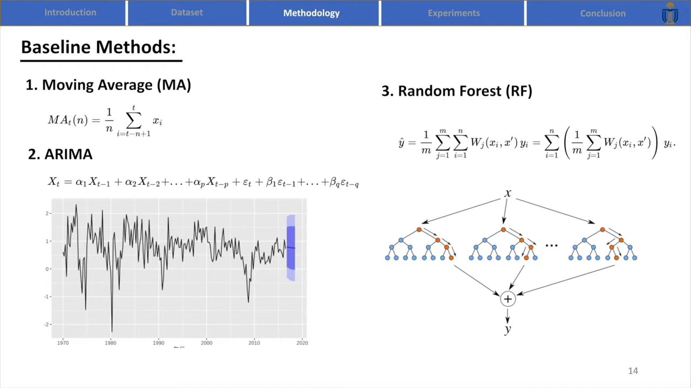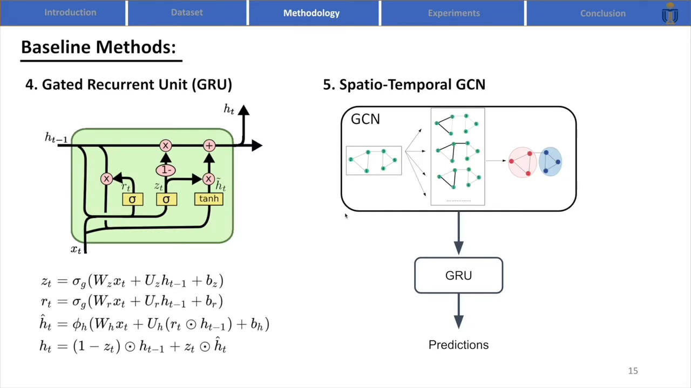The third one is called random forest. The basic idea behind random forest is to bag thousands of decision trees together to predict the target values. These three baseline models are traditional machine learning models. The next two models are both deep learning methods. The fourth one is called gated recurrent unit, one of the most popular recurrent neural networks.